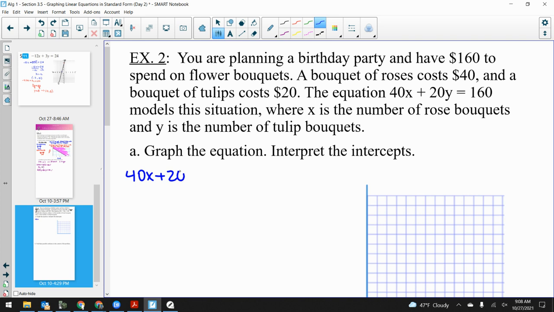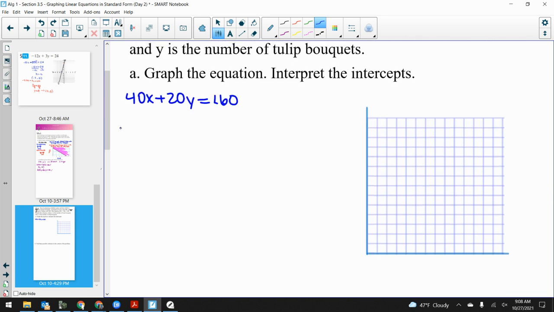40x plus 20y is equal to 160. Okay, so for the sake of time right now, all I need to do is just say this. 40x is equal to 160. Because if I plug in 0 for y, isn't that going to cancel out anyway? So why not just go straight there? I divide by 40 over to the other side. I get x is equal to 4. Again, that's the beauty of standard form, is that it's quite easy like that. Just cancel out the other term.